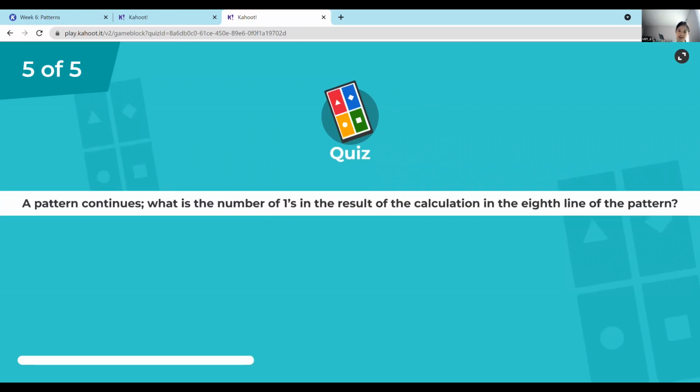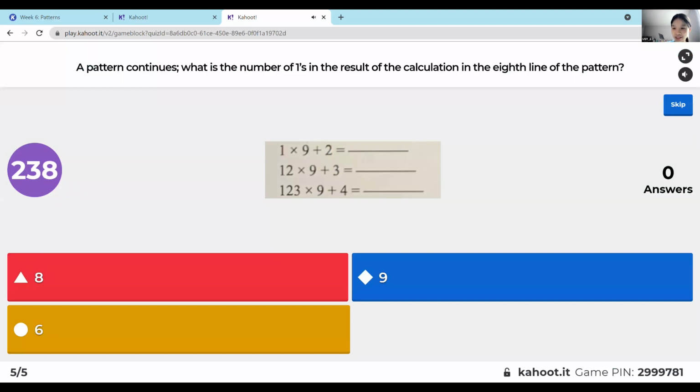We're going to do a fun problem that involves observing patterns.